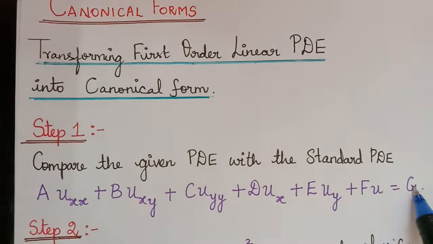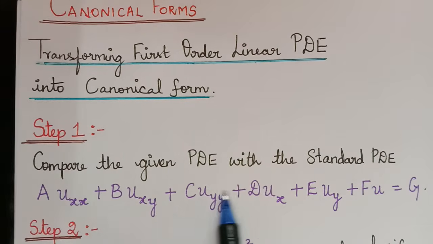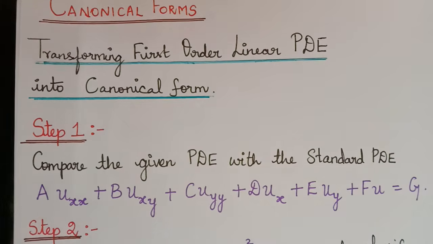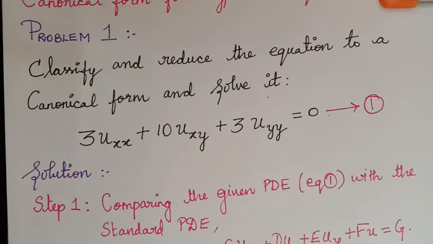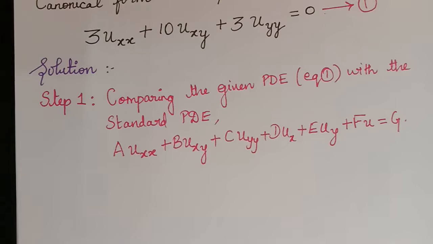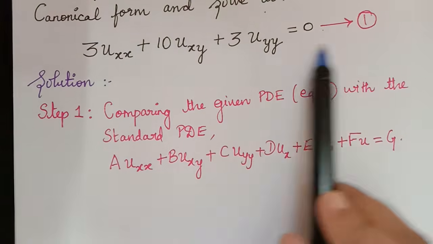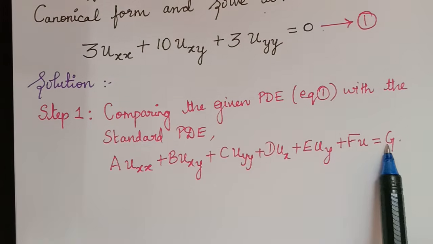We have to compare the given partial differential equation with this standard PDE, and we have to obtain the values of A, B, C and so on, and we have to write that. So let us do that now. I have written it here. So step 1 is comparing the given partial differential equation, that is this equation 1, with the standard PDE.